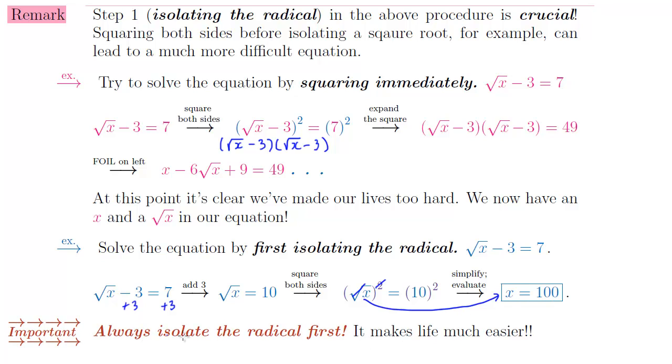So always isolate the radical first before you do anything else. So just remember, make that the first thing to do on your checklist. Isolate the root, then square both sides or cube both sides, depending on the kind of root you have.